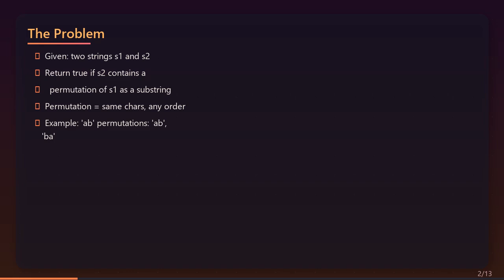The problem. You get two strings, S1 and S2. Return true if any substring of S2 is a permutation of S1. Permutation just means same characters, same counts, any order. So if S1 is AB, then both AB and BA are valid permutations. We need to find if any window of S2 matches this.